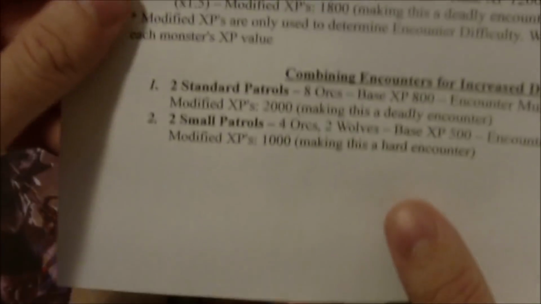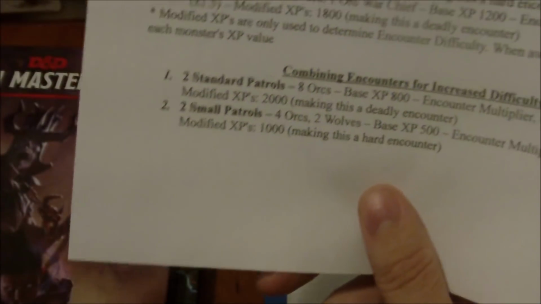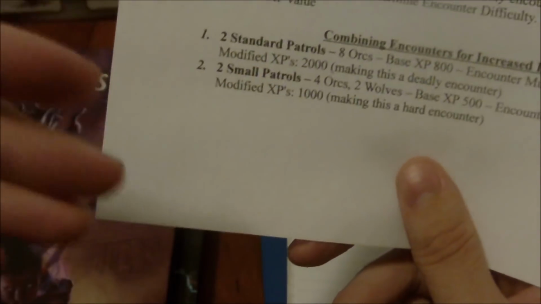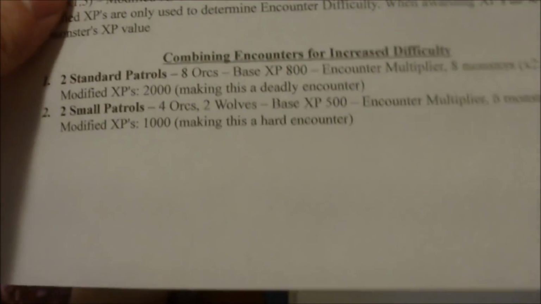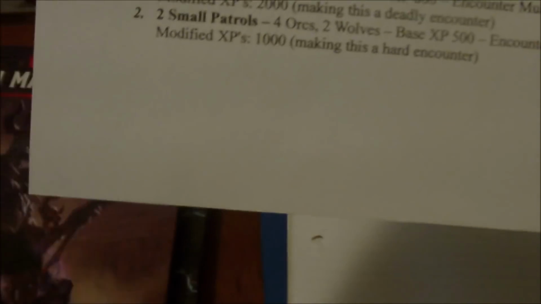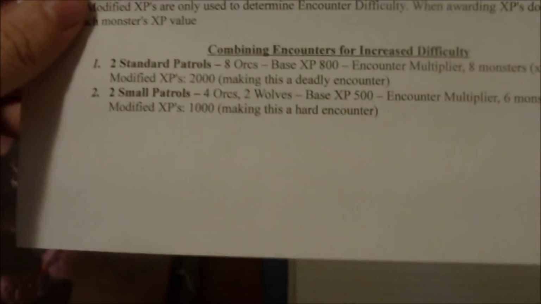And we have just a couple of examples of mixing things up a little bit, or adding multiple groups together. In this case, they both ended up doubling groups just because I wanted to get to the 2.5, but I didn't want to have all deadly encounters. So I still wanted to make something that was a hard encounter, and the easiest way to do it was just to multiply these groups by 2.